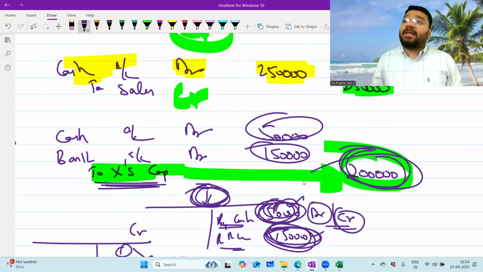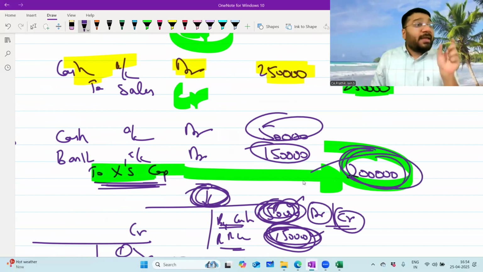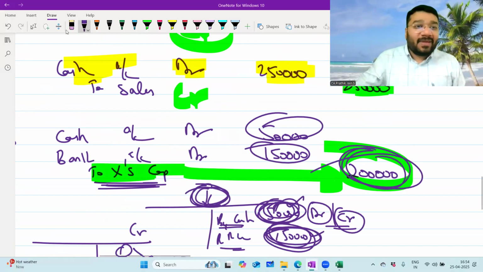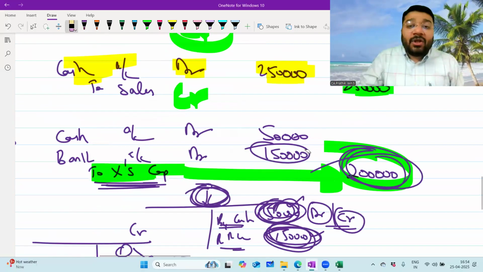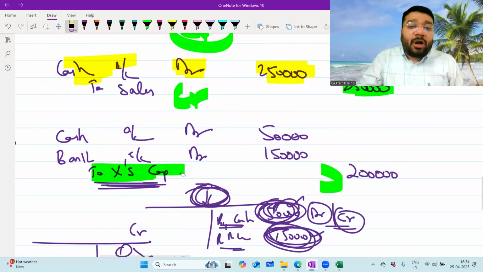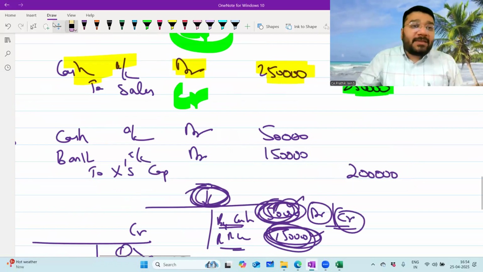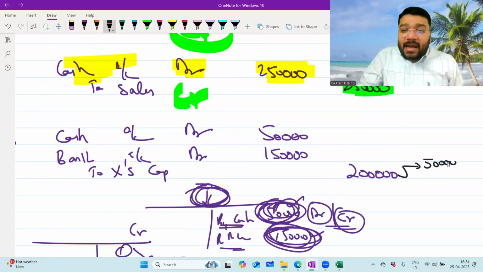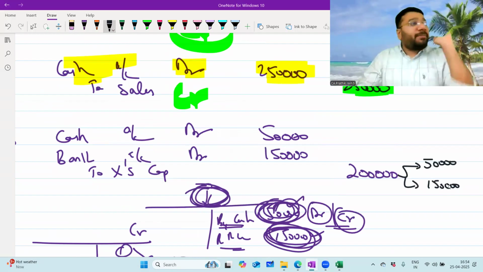This 2 lakh is on the credit side, compounded. On the opposite side, the debit side, how many parts are there? Two parts. So this 2 lakh I have to split into two parts. One will be 50,000 and the other 1,50,000. Split into two parts, with the same amounts.